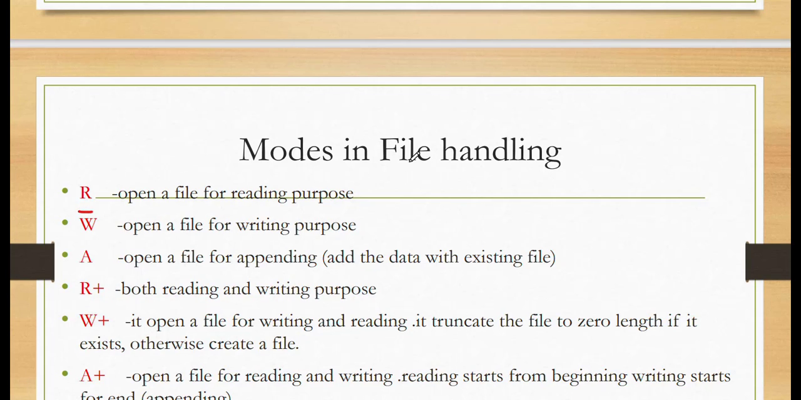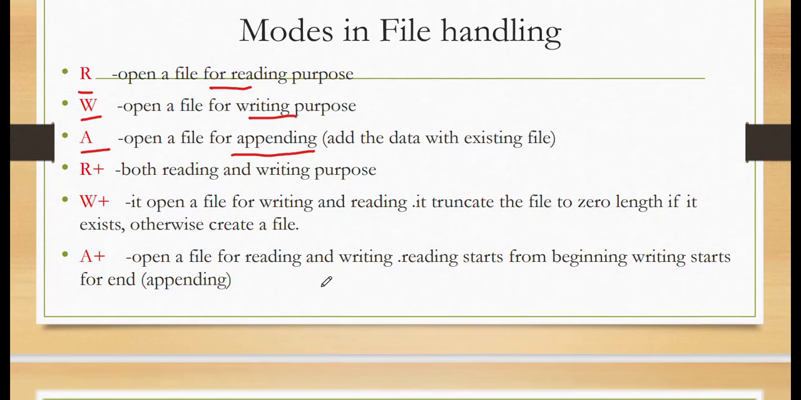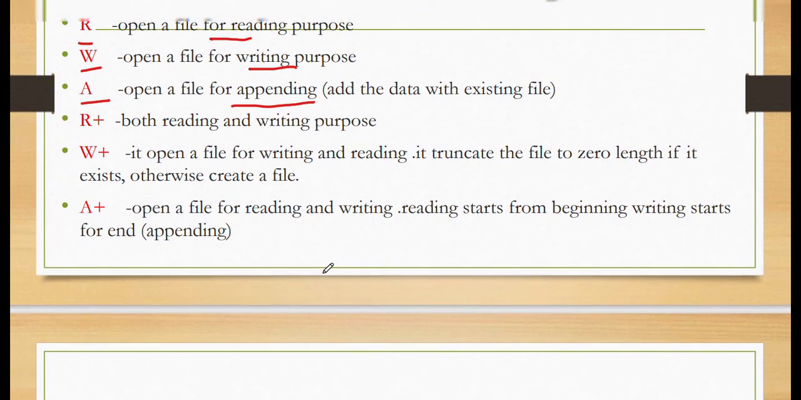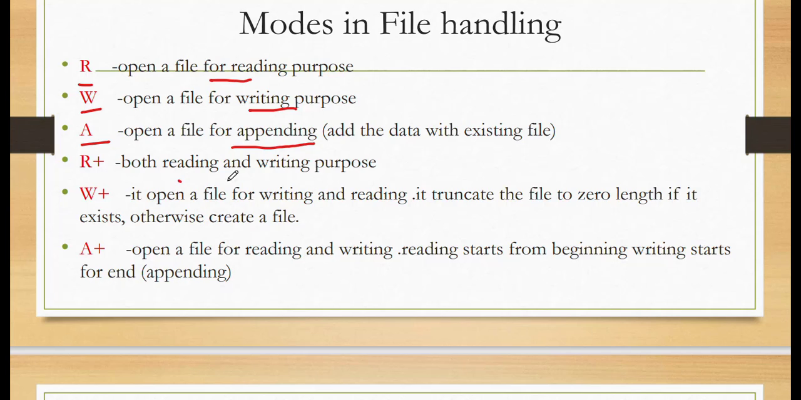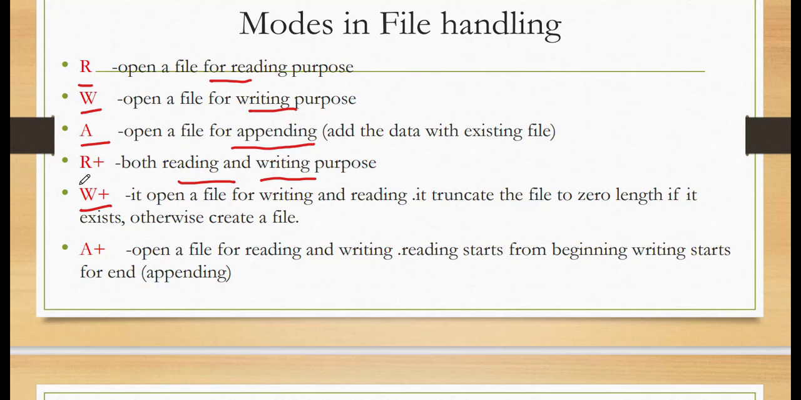One mode is r, open a file for reading purpose. If I am opening a particular file only for reading, I give the mode as r. If it is w, open a file for writing purpose. If the mode is a, open a file for appending, that is, add data to the existing file. And r plus is both reading and writing purpose. If I want to both read and write inside the file, I must give the mode as r plus.